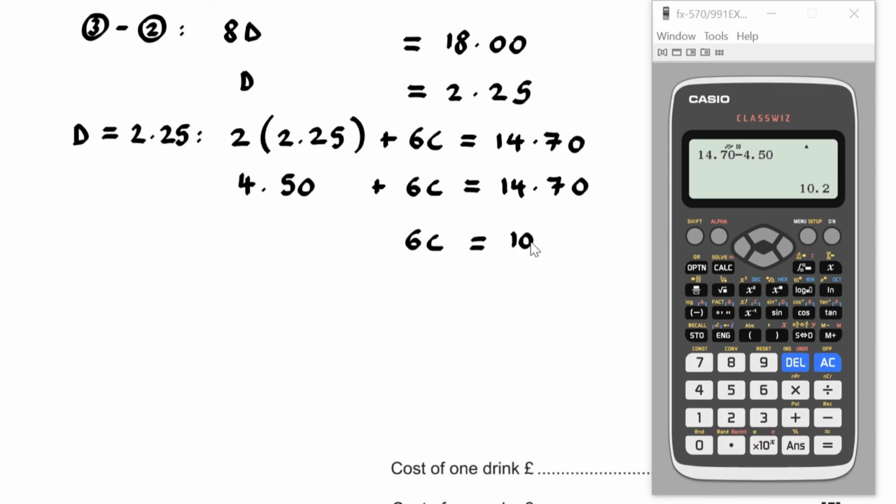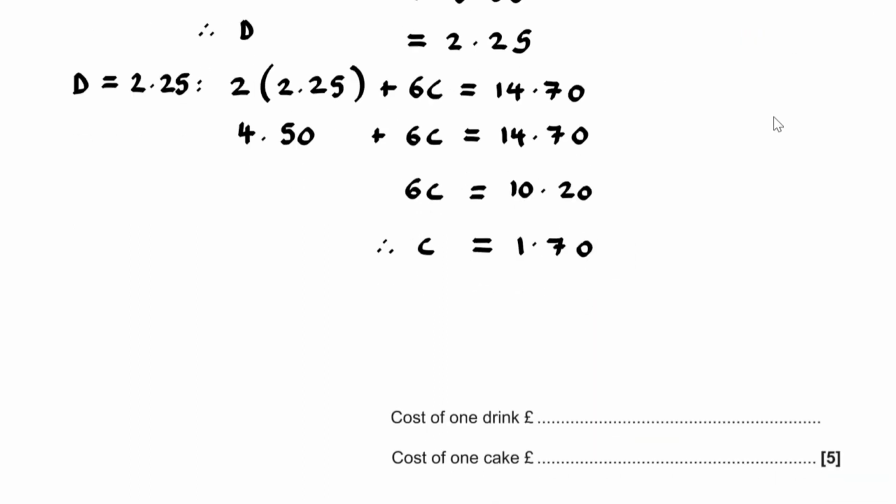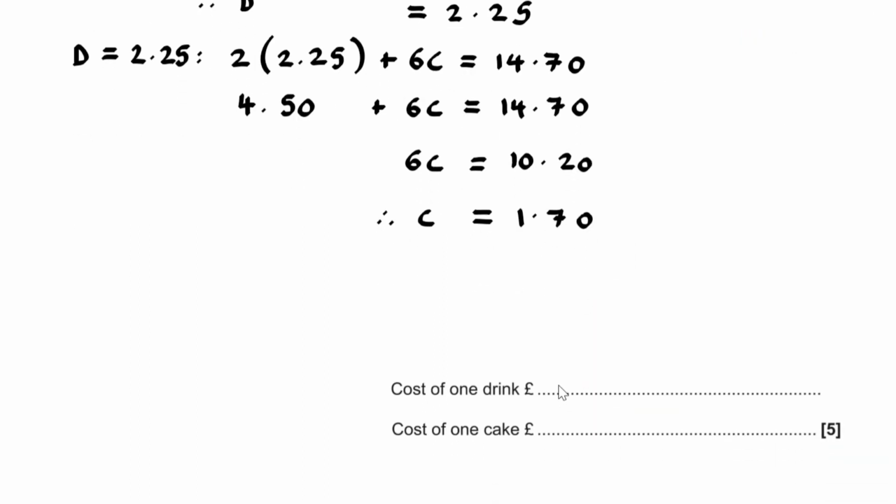So we have 6c equals £10.20, and if I divide through by 6, we get 1c equals 170. So I get the cost of one drink being £2.25, the cost of one cake being 170.